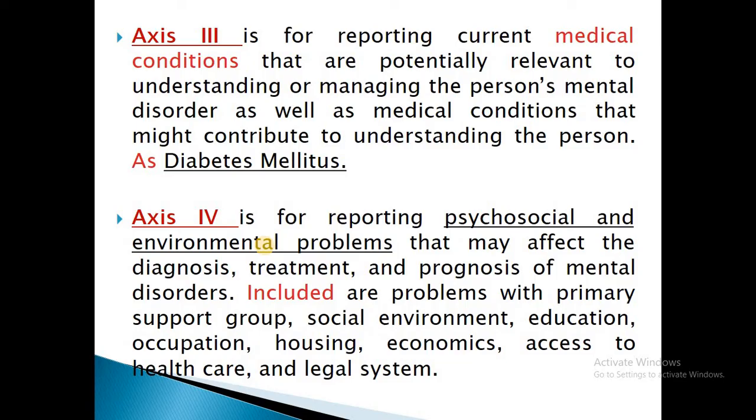Axis 4 is for reporting psychosocial and environmental problems. Axis 4 diagnoses psychosocial and environmental problems that may affect the diagnosis, treatment, and prognosis of mental disorders. Examples include problems with the primary support group, social environment, education or occupation problems, housing problems, economic access to health care, and the legal system.